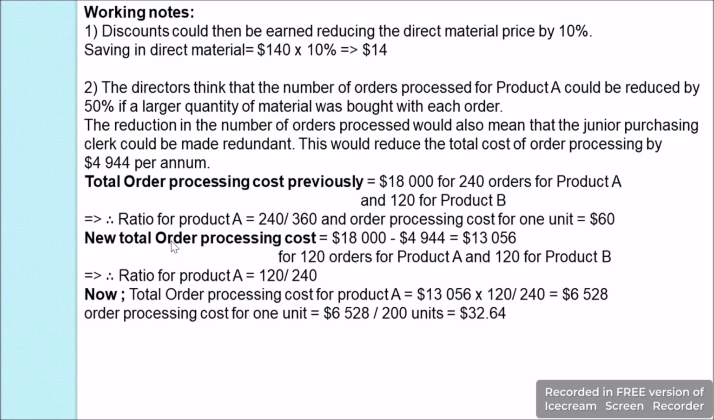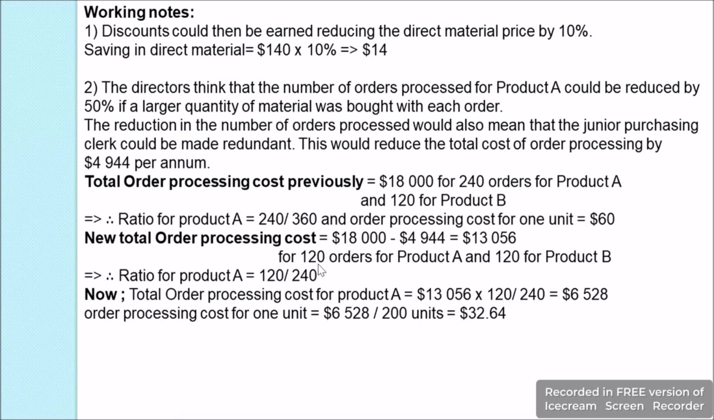Now here we have the new total order processing cost. This 18,000 will be reduced by $4,944 as this clerk will be made redundant. So 18,000 minus 4,944 will be $13,056, and this will be the new order processing cost if option 1 has been taken up.